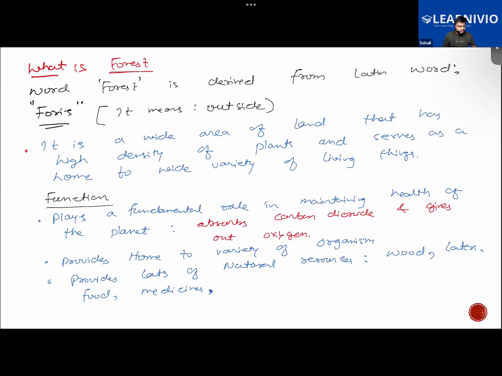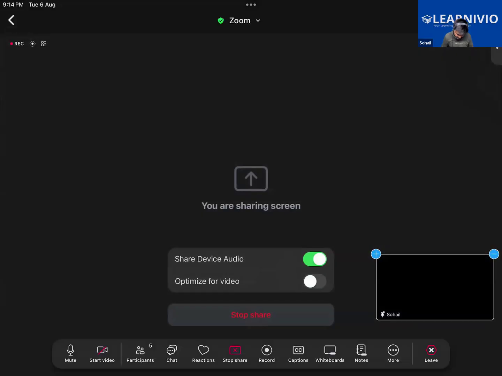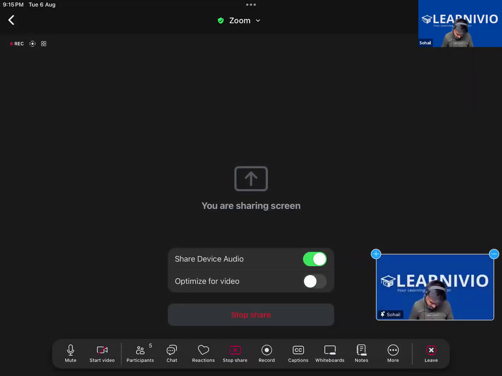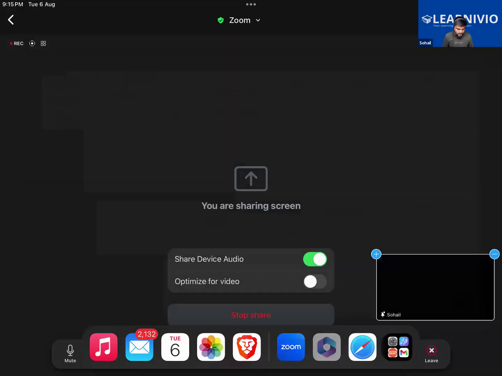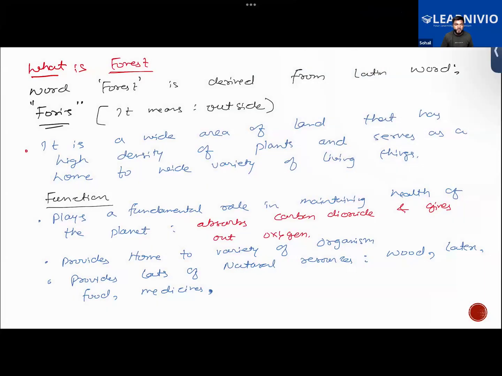Sir, your screen is stuck in the pictures. Just 1 minute. Now visible? Yes, sir. Okay.